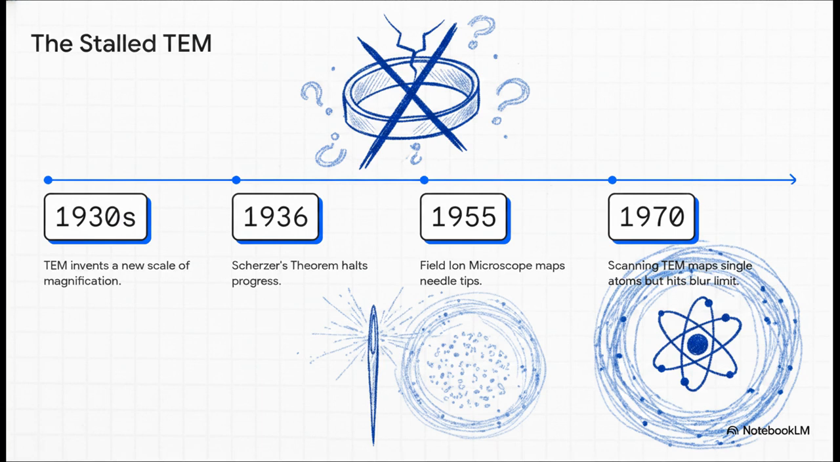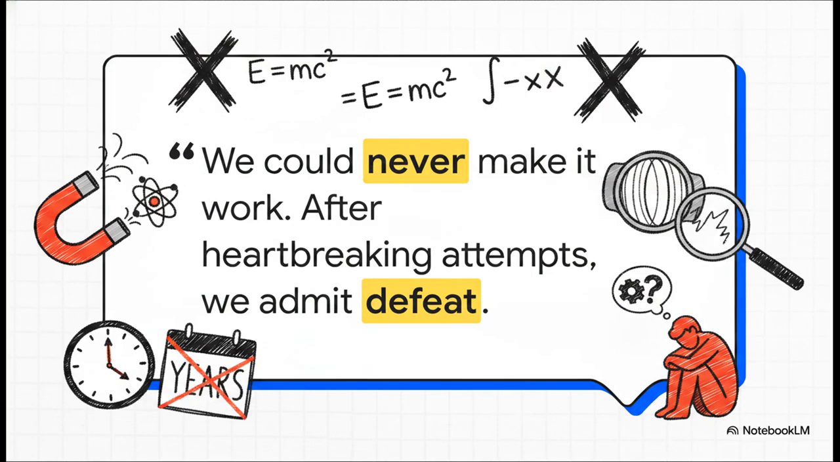And people tried everything. In the 1950s, the field ion microscope managed to map the tips of needles by shooting gas at them, but it was incredibly limited. Even brilliant innovations like Albert Crewe's ultra-bright scanning electron beam in 1970, which actually mapped single atoms, ultimately hit the exact same spherical aberration limit when researchers tried to really see the structural details of those atoms. The blur remained undefeated. The scientific community was just incredibly frustrated.